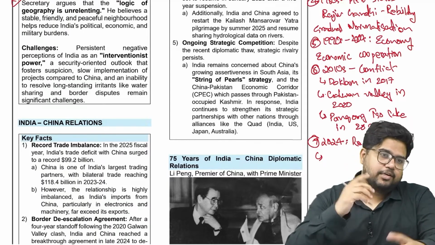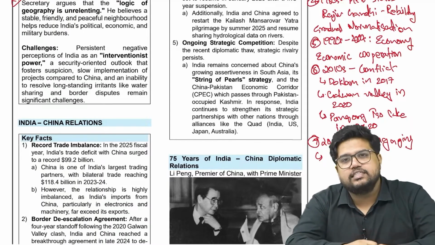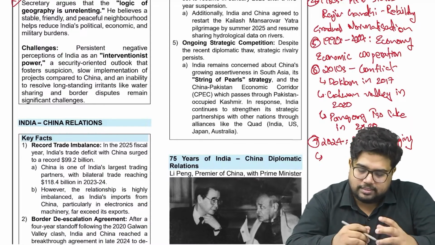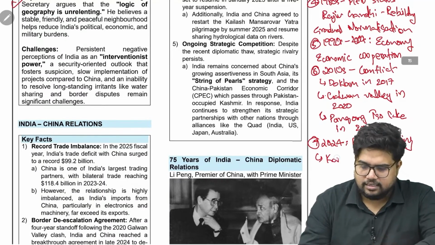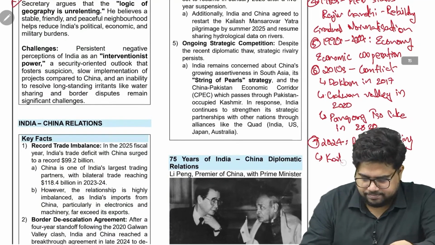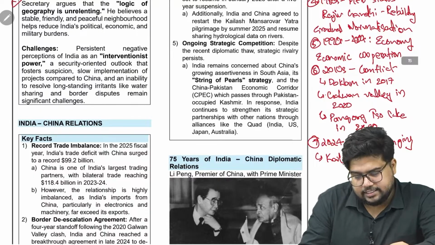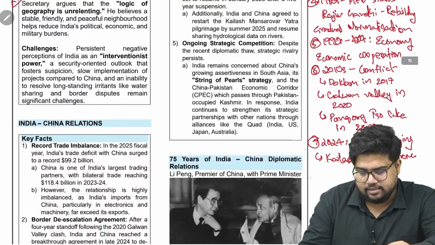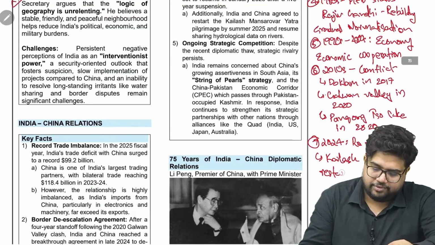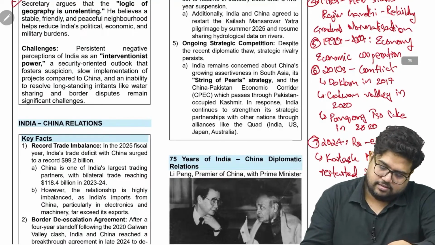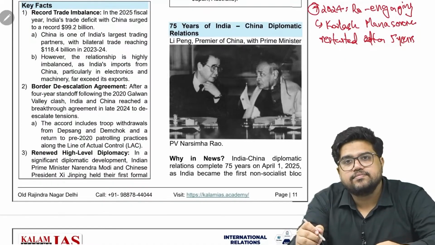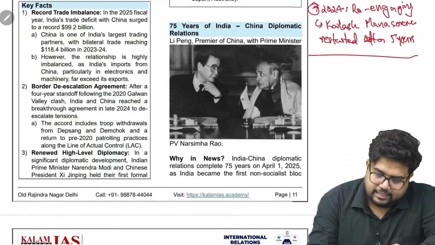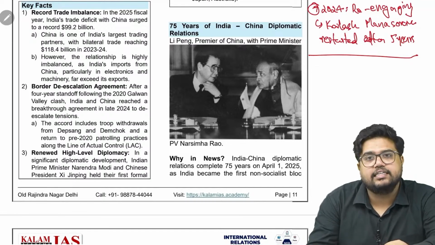Again, there is an element of mistrust whenever we speak about India-China relations. How far it goes, we have to see. But from the current standing, we are re-engaging, and this is reflected in the Kailash Manasarovar Yatra, which has been restarted after 5 years. Now, this is the context or evolution of India-China relations.